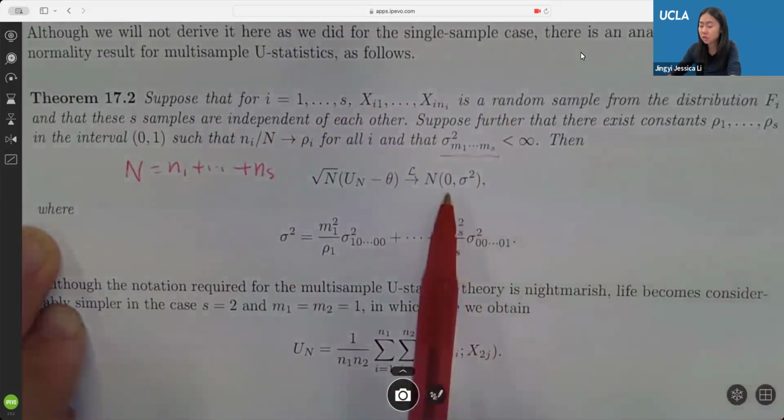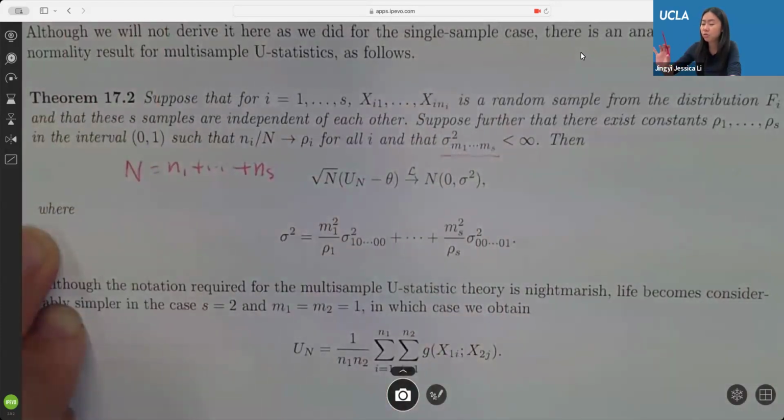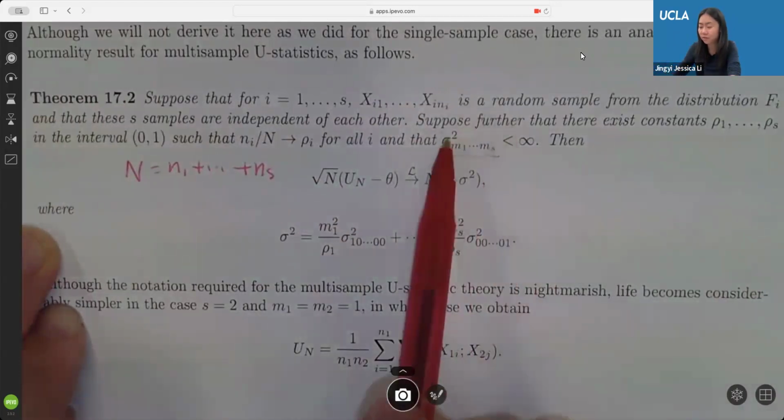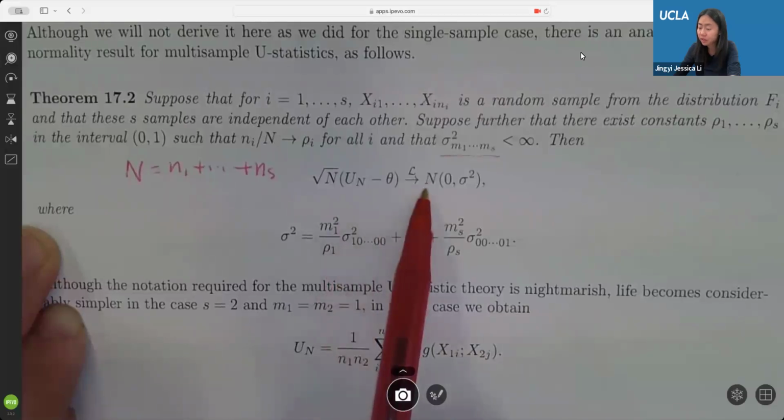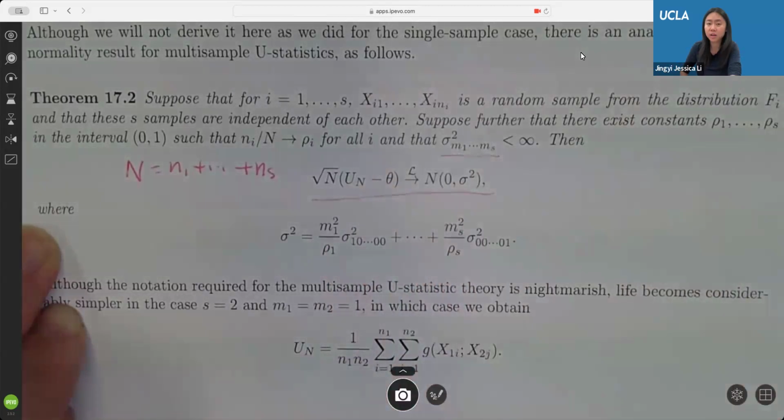This is just the covariance of g(y11 to y1m1, up to ys1 to ysms), that covariance function. Therefore, this is the asymptotic normal distribution for such a U statistic.